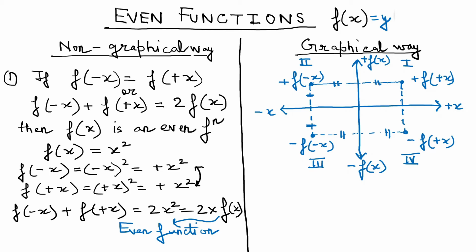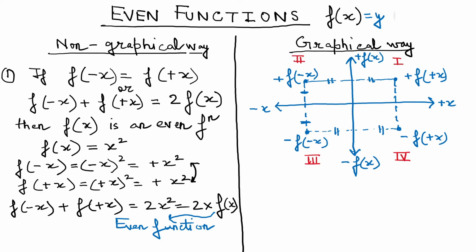So if the graph is symmetric about the y-axis, so what we were saying initially was if the graph is symmetric about the y-axis, that means the function is an even function. So symmetric about the y-axis is when we call the function an even function.